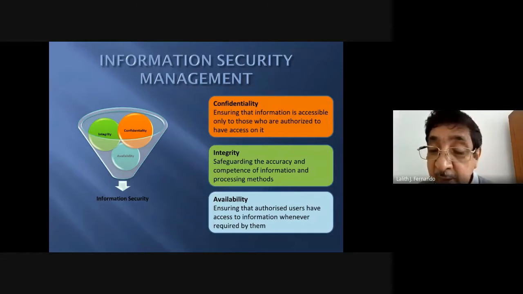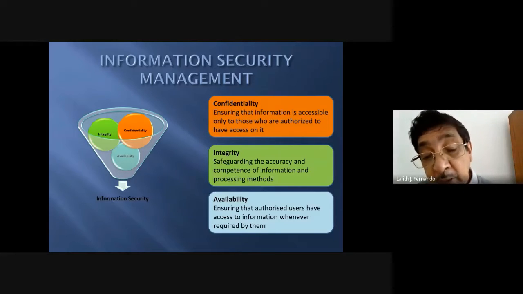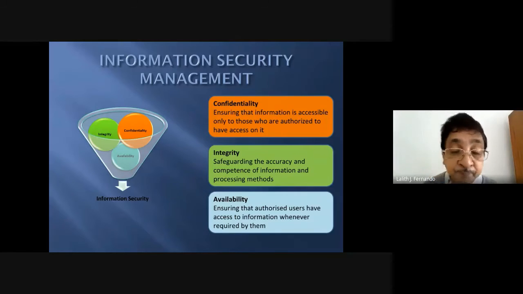Availability is ensuring that authorized users have access to information whenever required by them. So I think in most cases, in a disaster situation or some system failure, the first issue would be availability of information. Whenever the information is required, it is not available. So that is what most of the time can become a calamity.